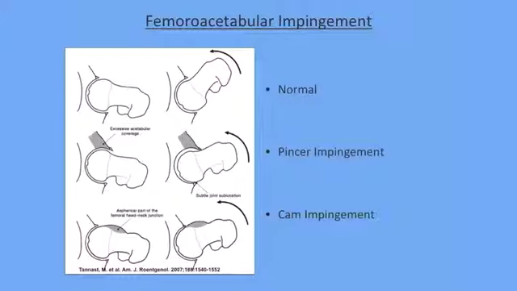With cam impingement, the bump in the front of the femoral neck as it comes up into the socket actually pushes against the labrum and the acetabular rim every time it comes into the socket in flexion.